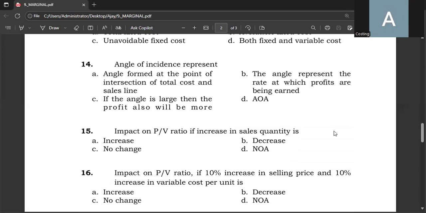Question 16. Impact on PV ratio if 10% increase in selling price and 10% increase in variable cost per unit is option A, increase, option B, decrease, option C, no change, option D, none of the above.